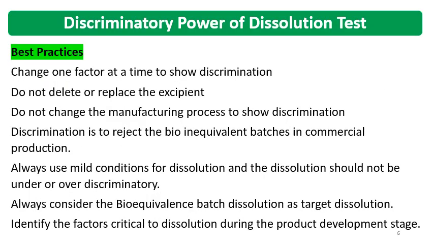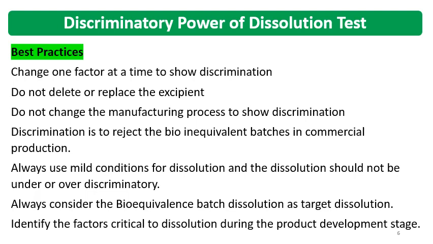Then some of the best practices are there. For making the batches, change one factor at a time to show the discrimination. Sometimes some people do this practice that they increase the binder and decrease the disintegrant and then they show the discrimination. So it should not happen, because it may be misleading. Do not delete or replace the excipient. Sometimes the disintegrant is replaced. So in production run, you are not going to make a batch without disintegrant.